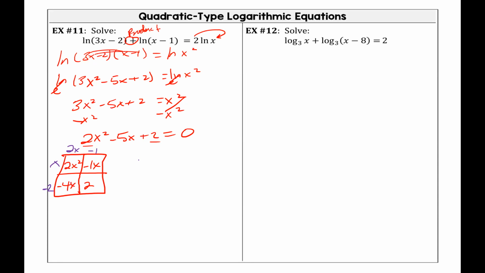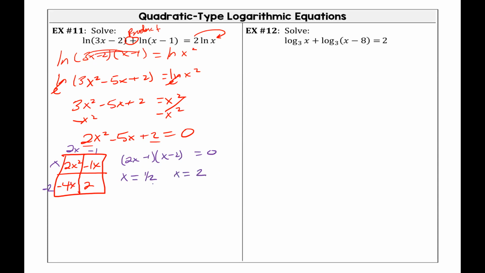So here are your factors. So this becomes 2x minus 1 times x minus 2 equals 0. So that means our first answer is x equals 1/2. And our second answer is x equals 2.